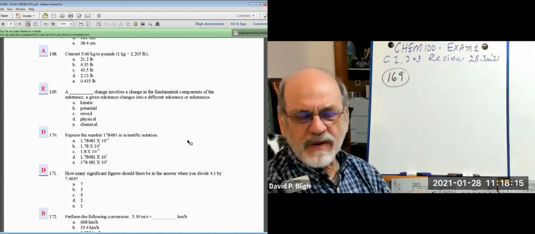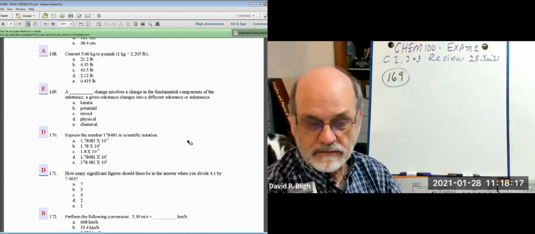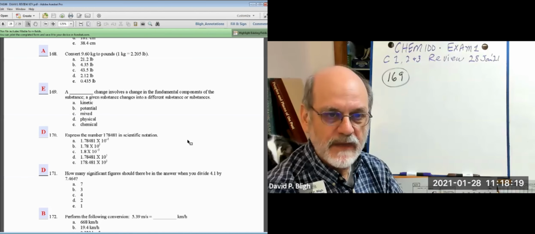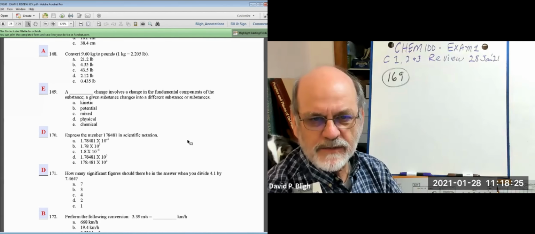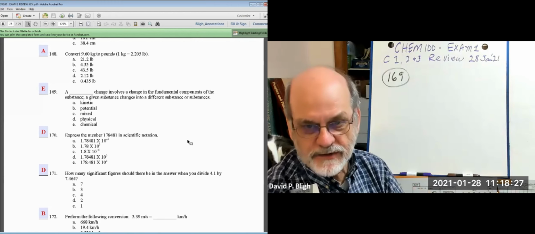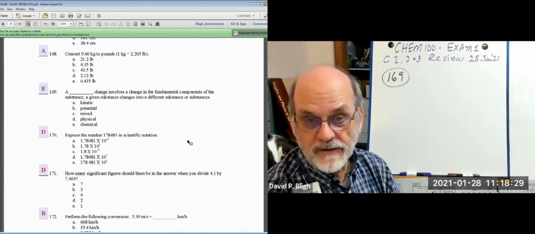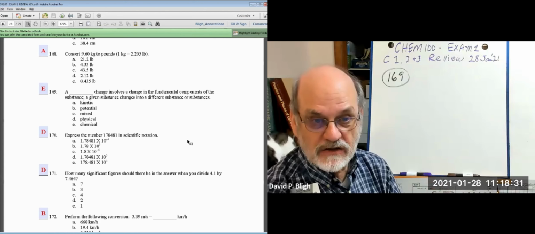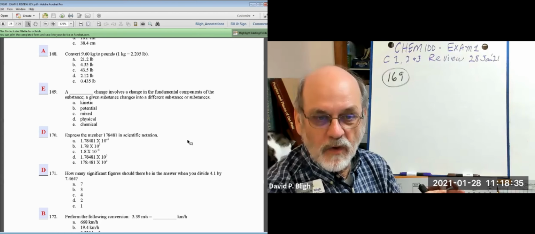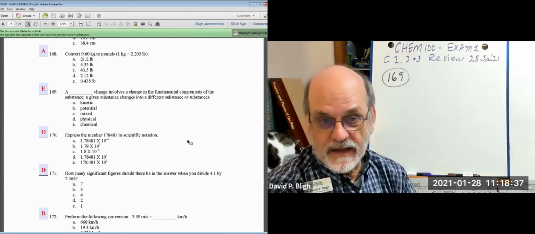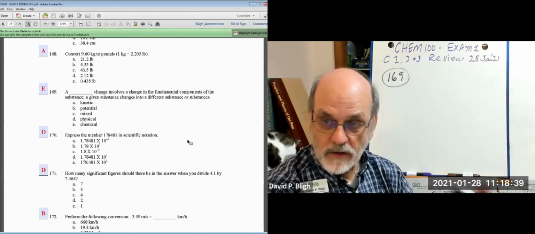So this is fill in the blank from one of these possible selections, A through E. A blank change involves a change in the fundamental components of a substance. A given substance changes into a different substance or substances. So we're talking about identity change. And what does that require? Well, it's either physical or chemical.